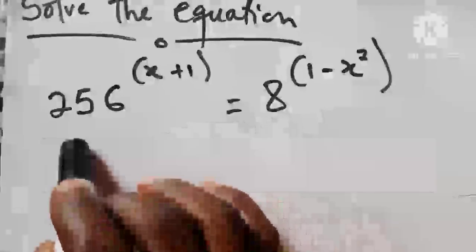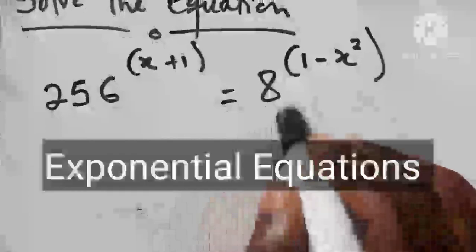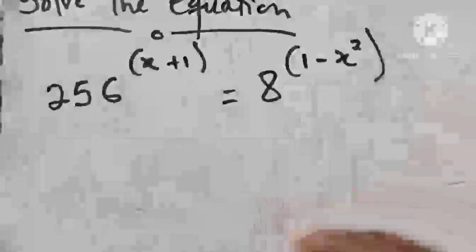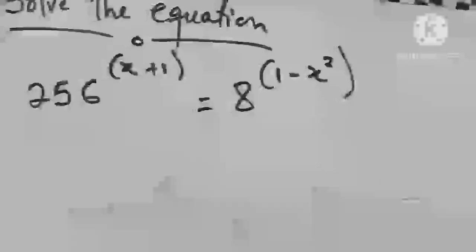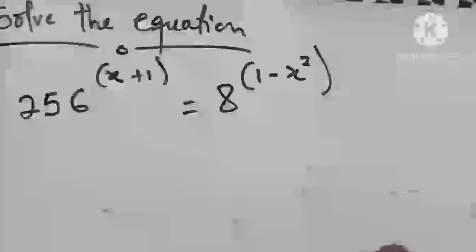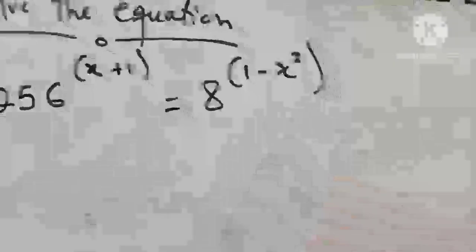And this is what we are starting with. We have 256 raised to the power x plus 1, and everything is equal to 8 raised to the power 1 minus x squared. So that is the question that we are getting. We want to solve this equation. In other words, we want to find the values of x. So that is what we are doing.